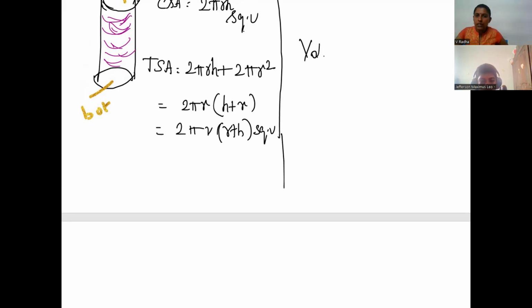Now, volume of a cylinder is what? Pi r square h, cubic units.